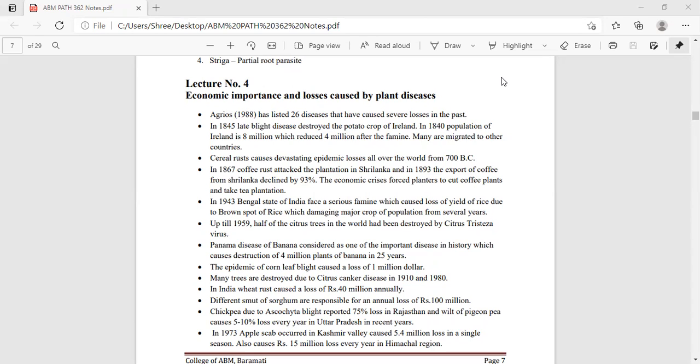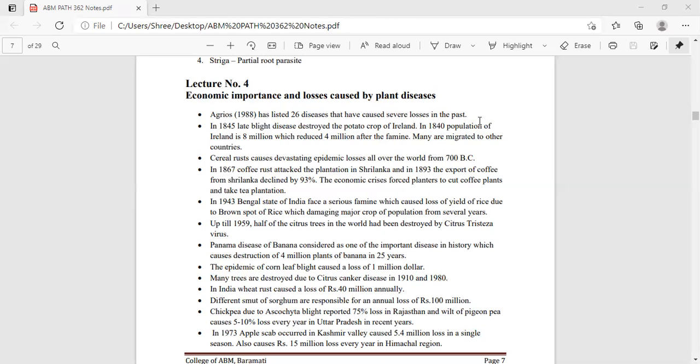In 1845, late blight of potato destroyed the potato crops of Ireland. In 1840, the population of Ireland was 8 million, which reduced to 4 million after the famine, almost half, as many migrated to other countries. What happened? Late blight of potato is caused by Phytophthora infestans. Basically, it had a hazardous, toxic effect on the development of the body of humans and animals at that time.